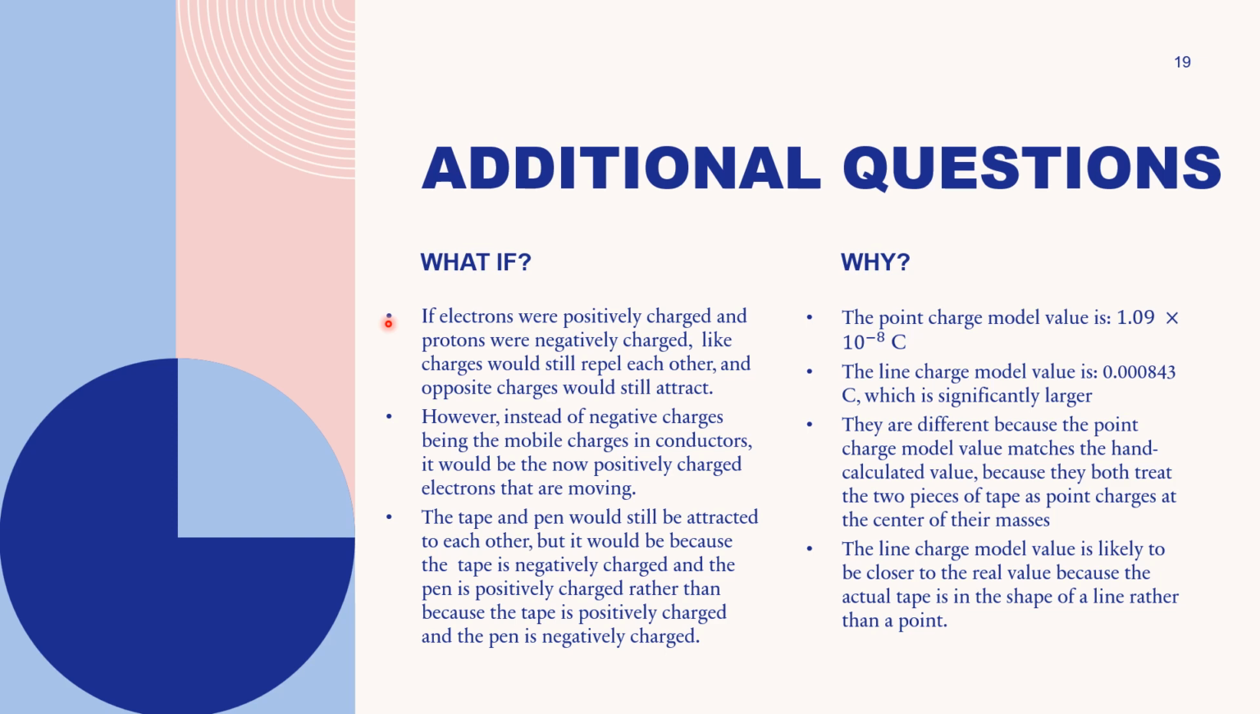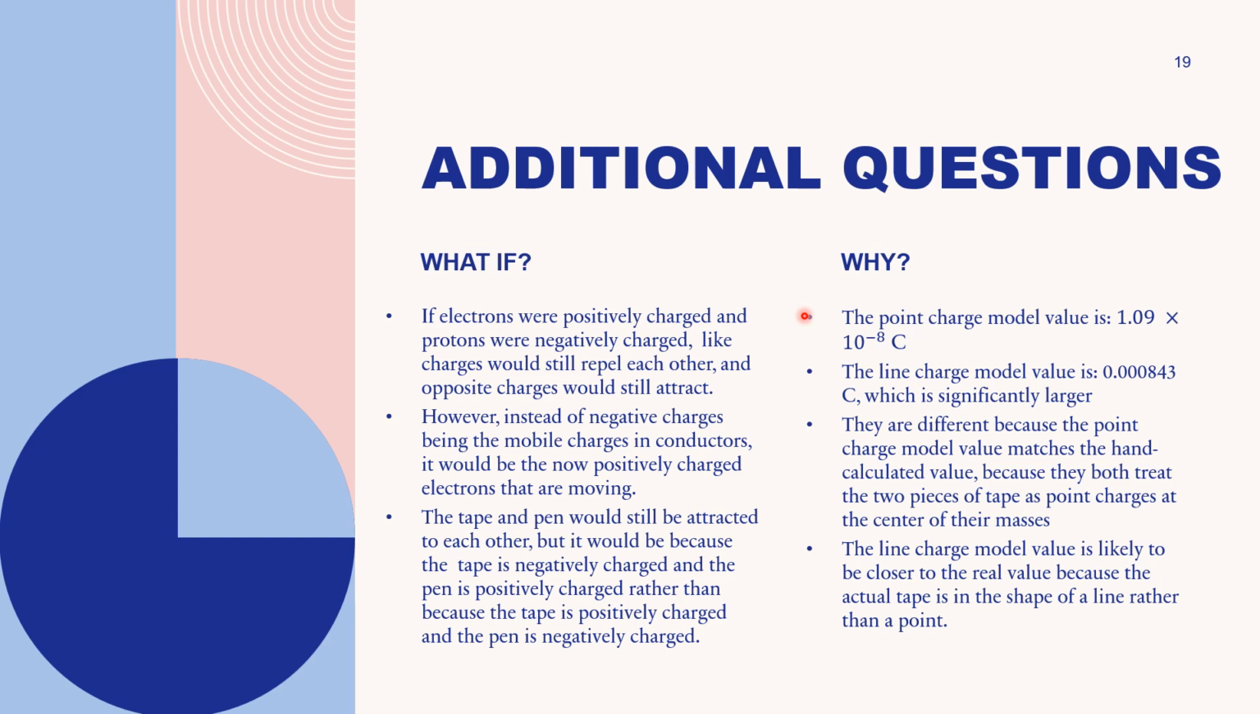So for the what if the electrons were positively charged and protons were negatively charged: like charges would still repel each other and opposite charges would still attract. However, instead of negative charges being the mobile charges in conductors, it would be the now positively charged electrons that would be moving. The tape and the pen would still be attracted to each other, but it would be the other way around in terms of which one's negative and which one's positive.